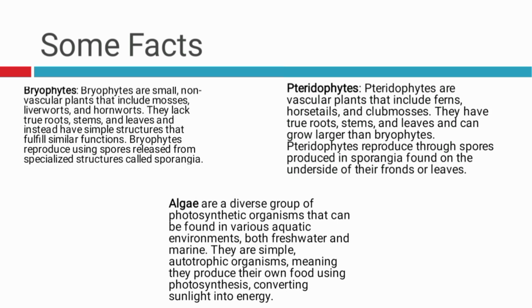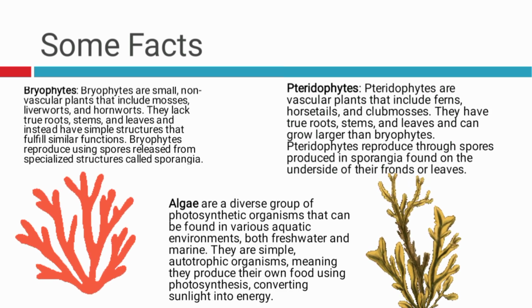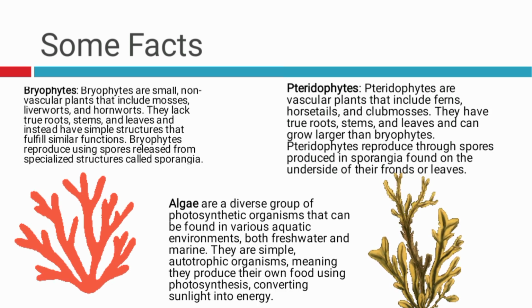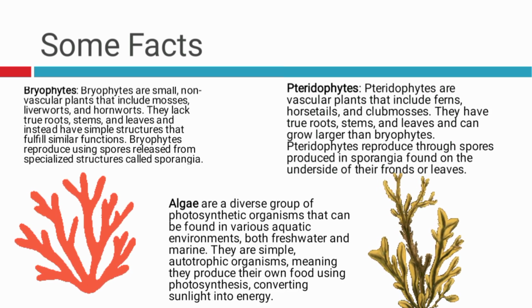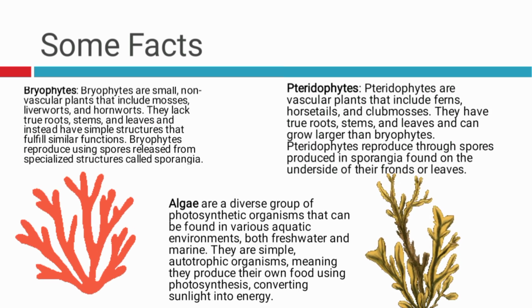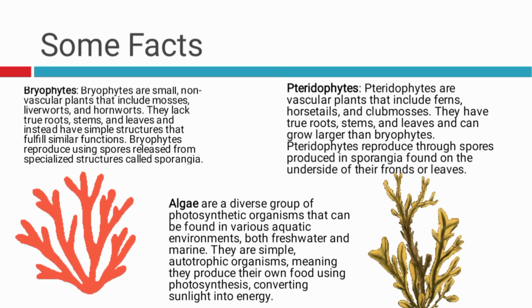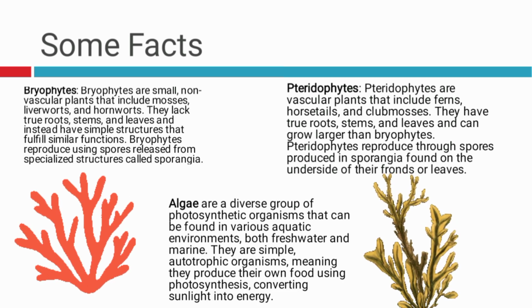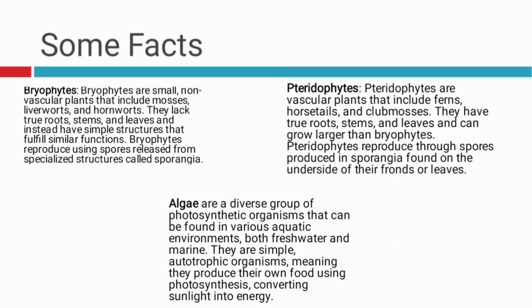The algae, they're a diverse group of photosynthetic organisms that can be found in various aquatic environments. They are photosynthetic, meaning that they have chlorophyll and so they can produce their own food. They are basically found in freshwater and marine environments. They are simple autotrophic organisms, and this is where we can find things like your chlorophyta, your euglenophyta, diatoms, and seaweed like the brown algae. You must have heard things such as the red algae, the brown algae, and the green algae. This is where they come. Even the cyanobacteria, the blue-green algae, is found under this group.